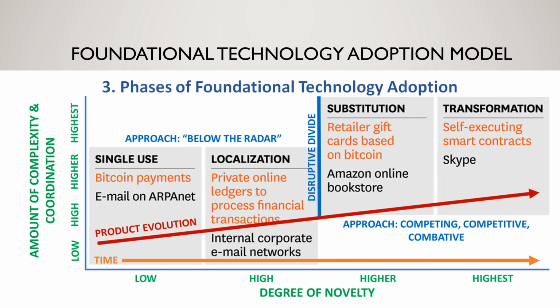We have a specific technology adoption model in mind. This one is from the Harvard Business School. It talks about a particular path or strategy for product evolution. Again, I refer you to the hyperonomy.com website to learn more about Model 3, the phases of foundational technology adoption.